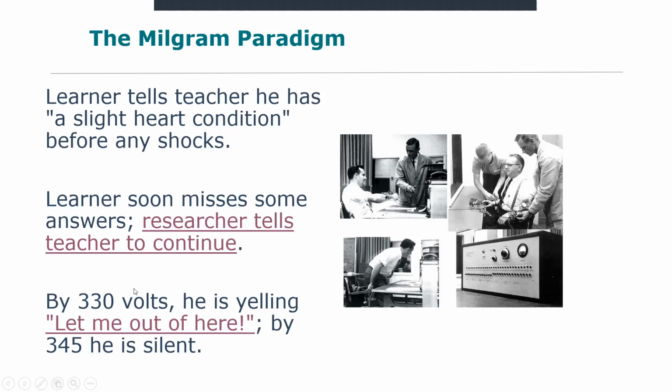By the time they get up to 330 volts, the learner in the adjoining room is yelling loudly, "Let me out of here." I have some more audio to play here. It's pretty drastic. So here we go.